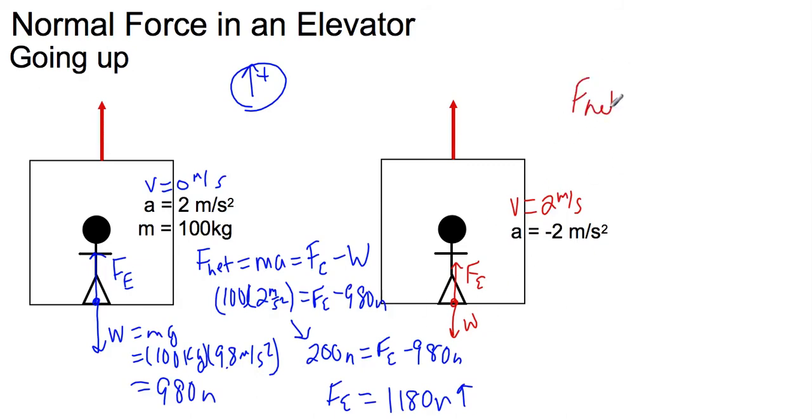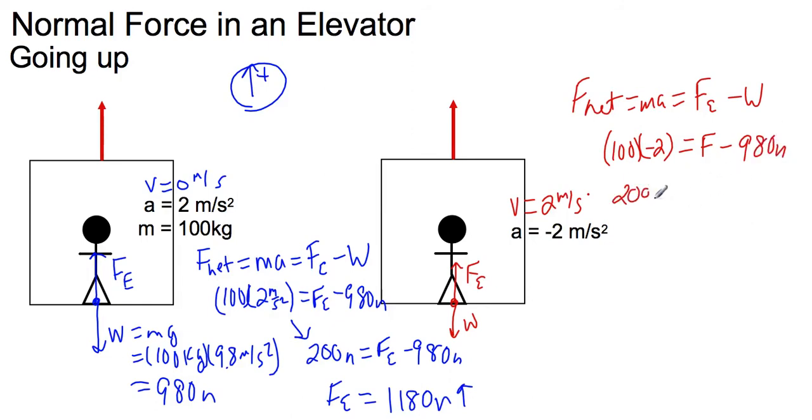The net force equation, mass times acceleration, is equal to, again, the force of the elevator, positive, minus the weight, which we defined as negative. So again, I'm going to put my numbers in. I'm going to have 100 kilograms times negative 2 meters per second squared here, because now we're stopping, so we have to slow down. That's going to equal the force of the elevator minus the weight, which is still 980 newtons. Now I'm going to end up with negative 200 newtons is equal to F minus 980.